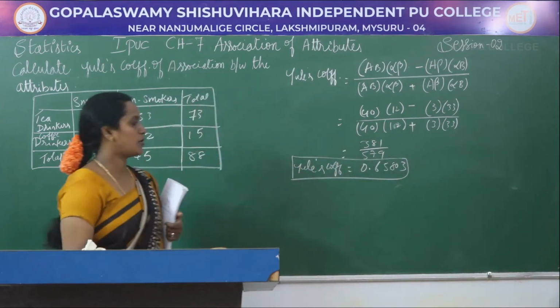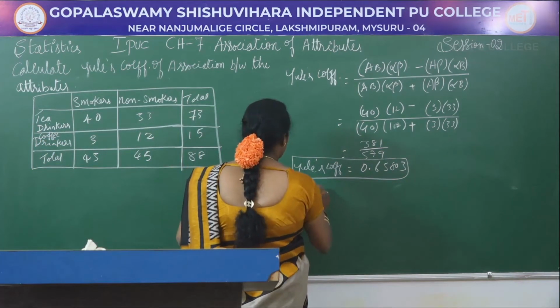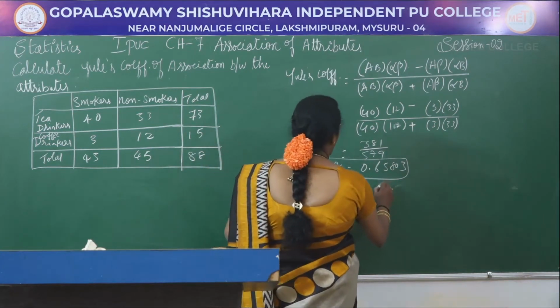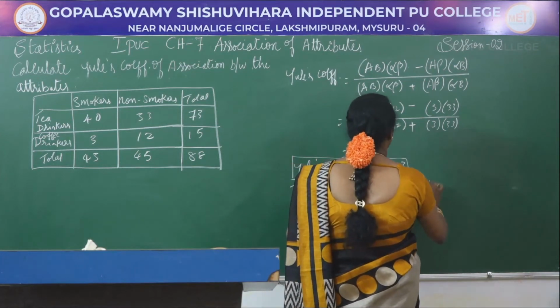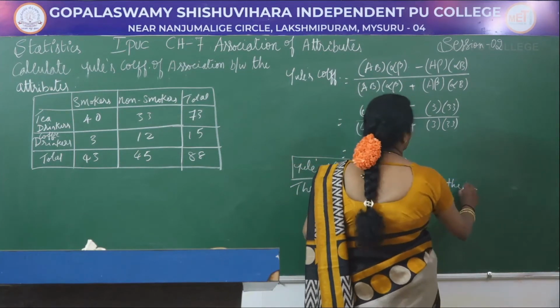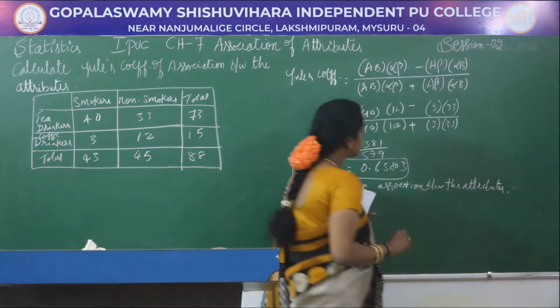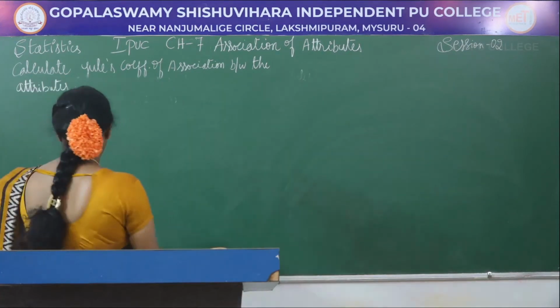Yule's coefficient 0.65803. So again there exists positive association between the attributes. Okay. Next.